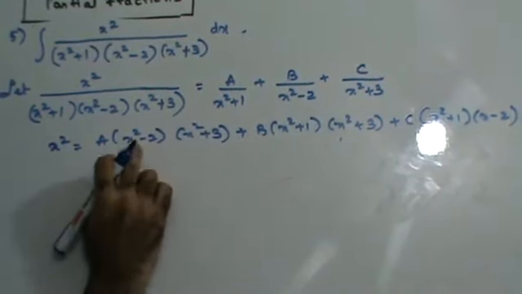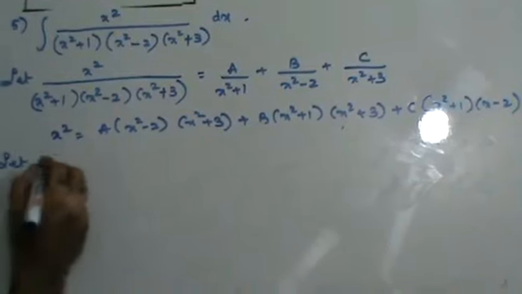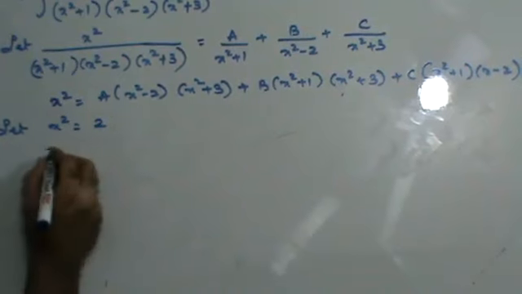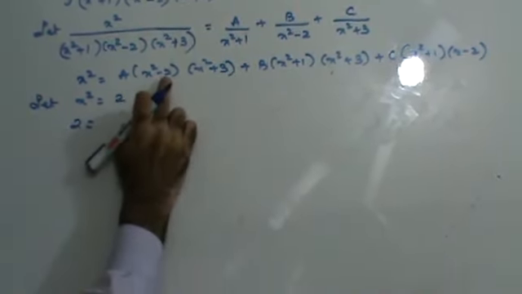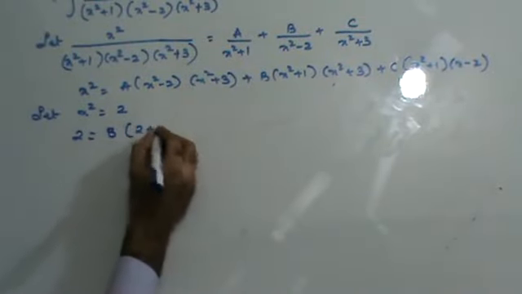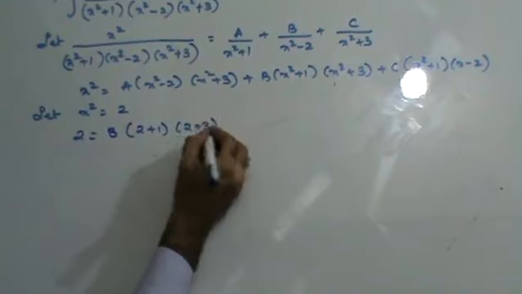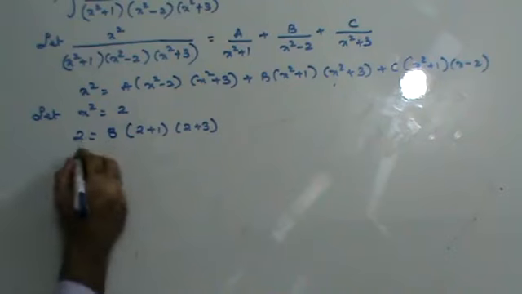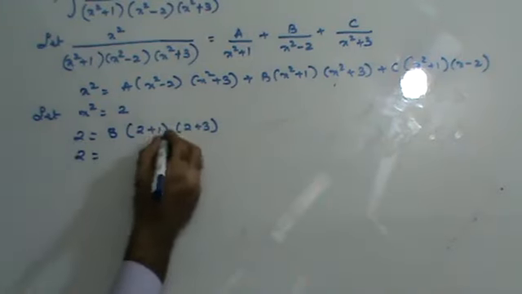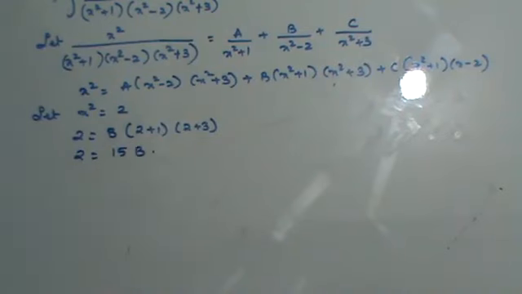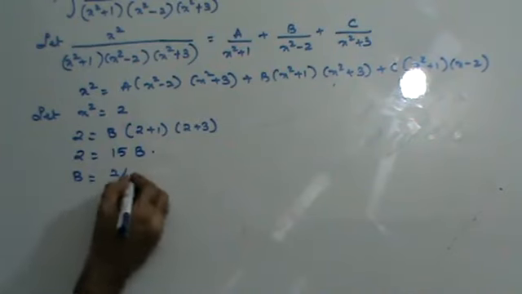Therefore, I can cancel the common denominator. Now, I want to make this bracket 0. You will say let x square be equal to 2. So in that case x square minus 2 is 0, therefore this term becomes 0. B times 2 plus 1, 2 plus 3. x square minus 2, so the third term also becomes 0. So 2 is equal to b times 3 times 5, which is 15b. 5 3s are 15. So b is equal to 2 upon 15.